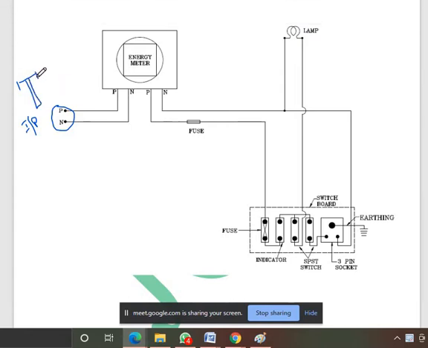So we can get the lines, phase and neutral, and we have to connect them here. This phase and neutral should be connected to the energy meter phase and neutral. These two lines are the input of the energy meter. I will represent it as IP, and IP is nothing but input.